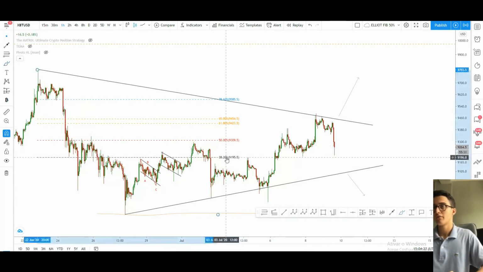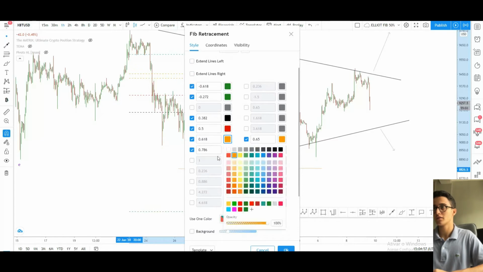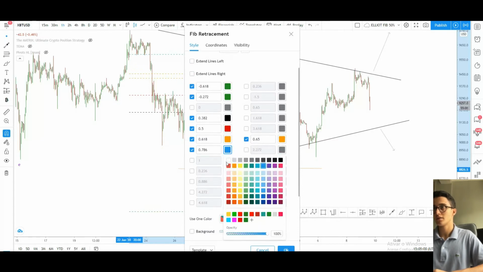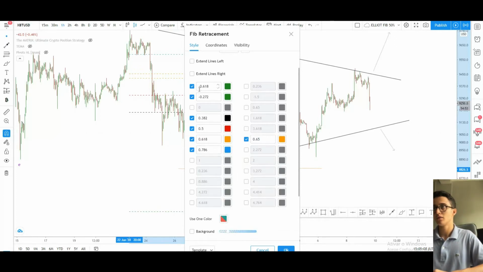My fib configurations are these. I do not extend the lines. I do not use the trend line, and I use the levels line as dashed. Here are the colors I use for the golden pocket, for the 78.6, 50%. These are the only levels that I look at.